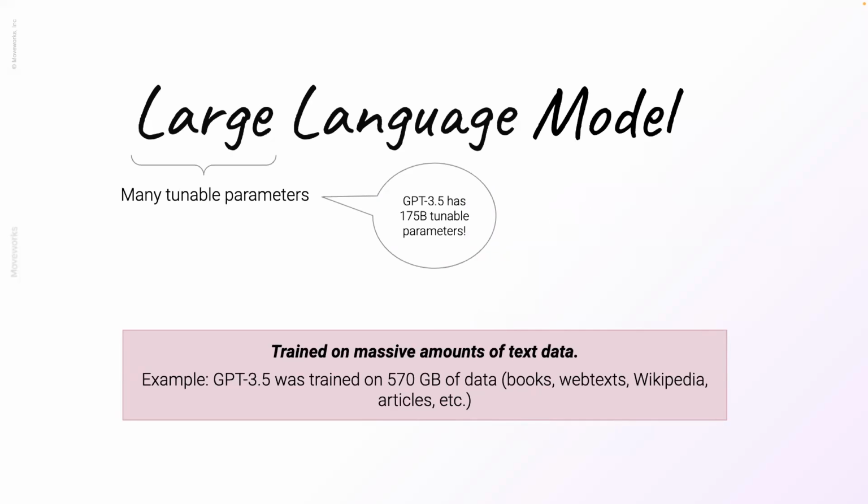As an example, GPT 3.5, specifically the DaVinci version, has 175 billion tunable parameters. That's like F equals MA, but instead of M and A, there are like 175 billion of these. It's not 175 billion inputs, but still lots of tunable parameters. And to get these parameters to perform this capability of predicting the next word really well, it's trained on massive amounts of text data.